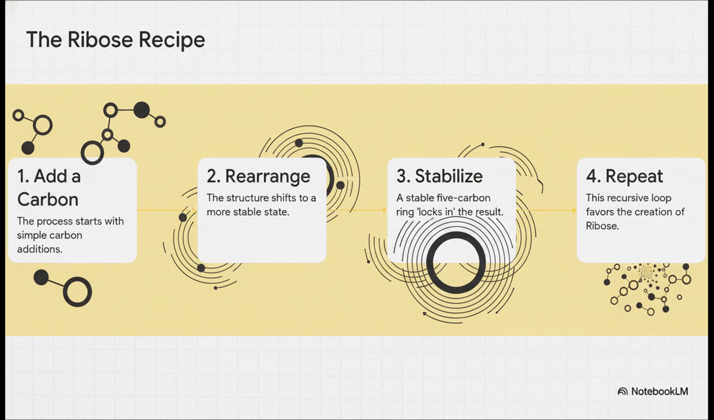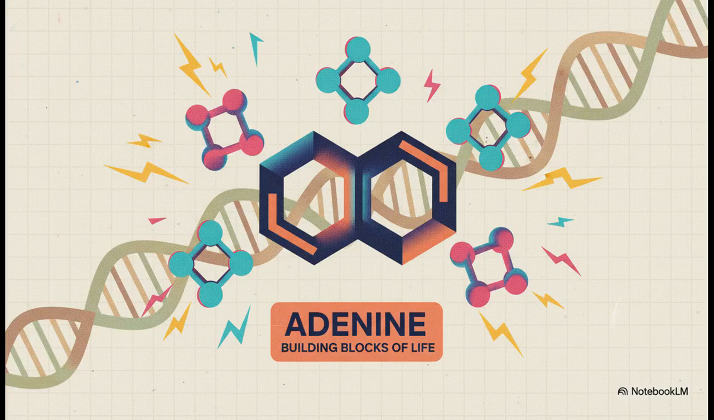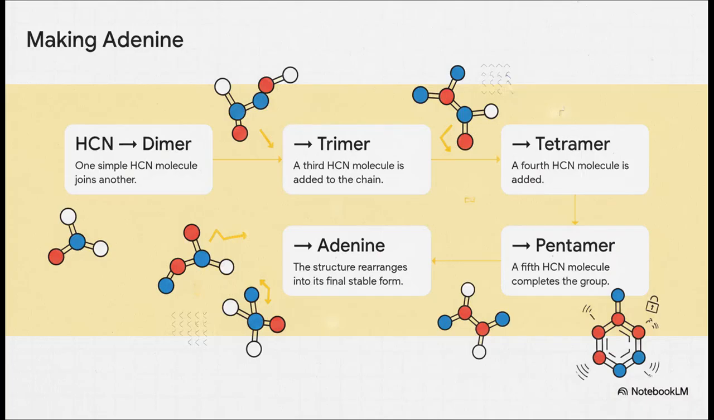All right, next up, adenine. This is one of the 4 bases in DNA, and it's also a huge part of our cell's energy source, ATP. How it forms is another absolutely stunning example of a simple assembly rule just doing its thing. The recipe here is just wild. You start with 5 identical, simple molecules of hydrogen cyanide, or HCN. They link up one by one.